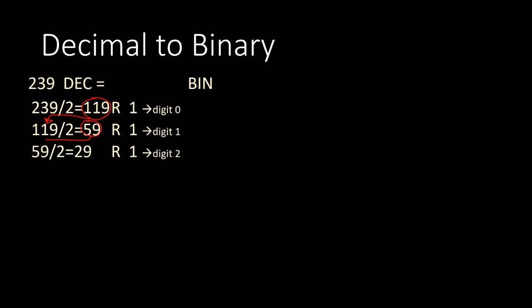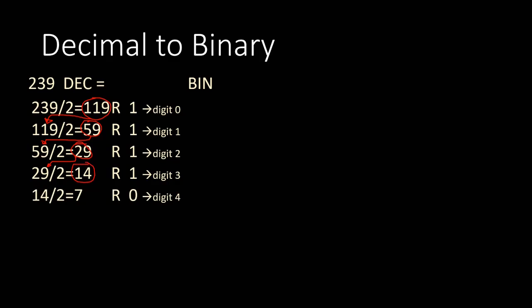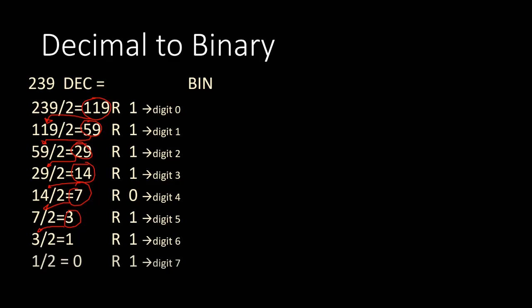Then we take 59, we divide it by 2 again, the result is 29, and the remainder is 1. We divide 29 by 2 again, the result is 14, and the remainder is 1. We divide 14 again by 2, the result is 7, and then we divide by 2 again, the result is 3. We divide by 2 again, the result is 1, and now when we do the division, the result is 0, and the remainder is 1. Once we reach 0, this is the end of this operation.